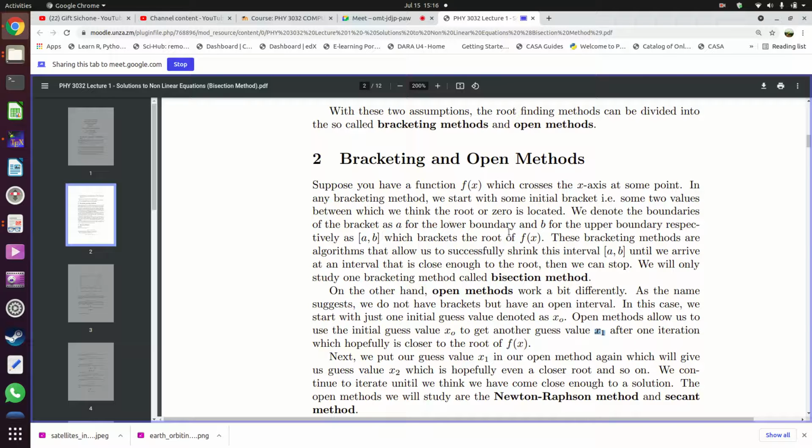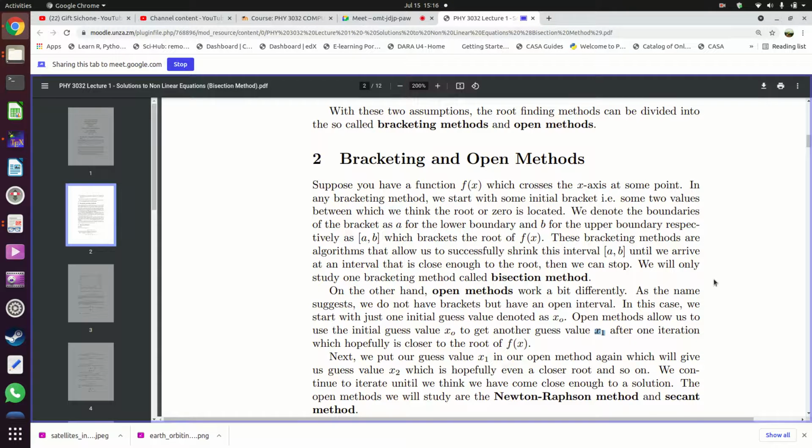Then you get your x1, you put it back again, then you get x2. Then you get x2, you put it back in the open method, you get x3. Then x3 gives you x4, and x4 gives you x5. So it works like that. You have got some value, you put it in the open method, and you keep on repeating this whole thing.